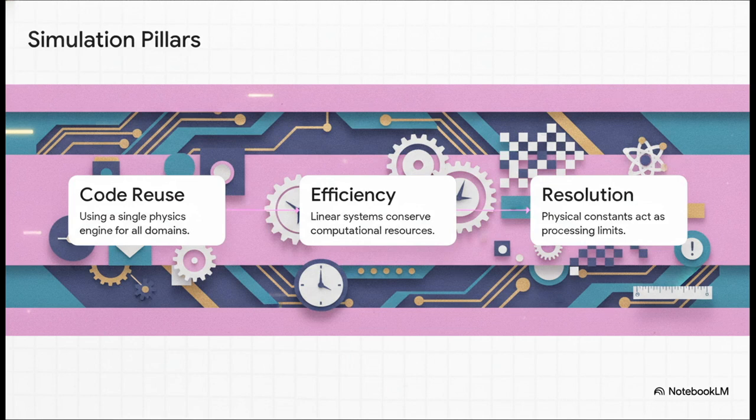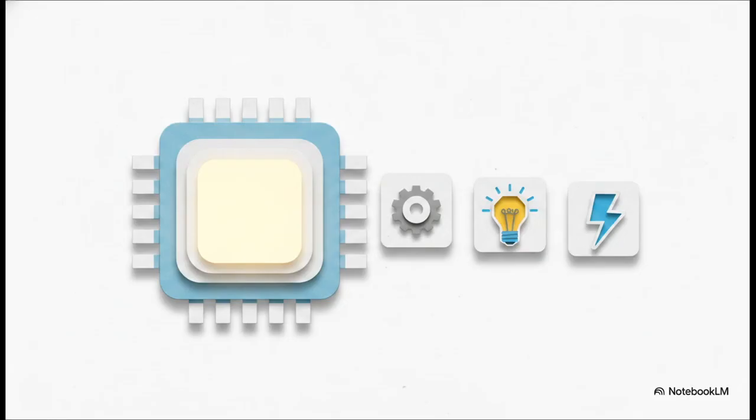And if the universe really acts like software, we can hypothesize that it operates on three logical pillars of computational architecture. Those are code reuse, computational efficiency, and resolution limits. So let's break these down one by one to see how our reality remarkably mirrors a simulated engine. First up, we've got code reuse.